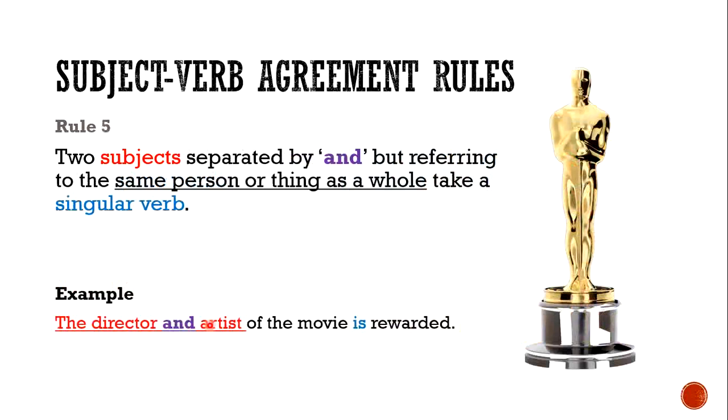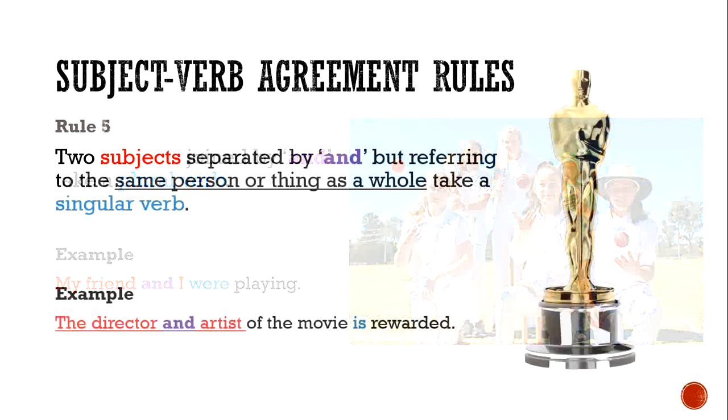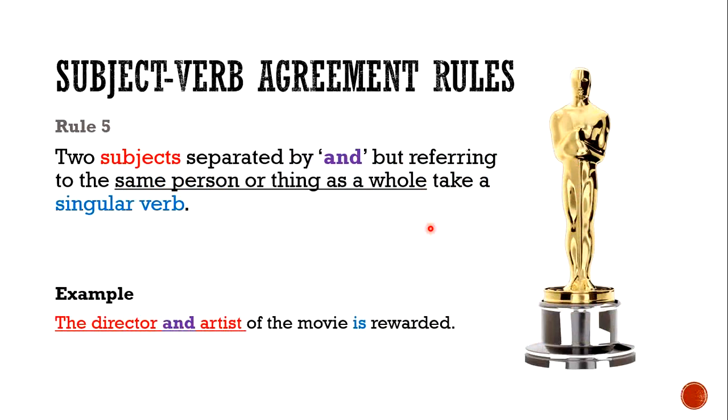The fifth one says, two subjects separated by and, but referring to the same person or thing as a whole, take a singular verb. The previous rule we have just discussed and this one are similar but very much different.